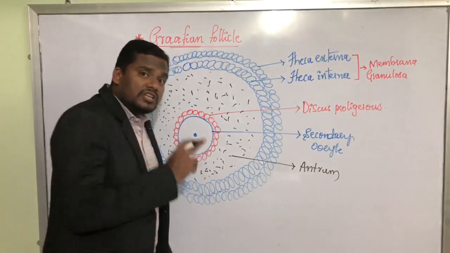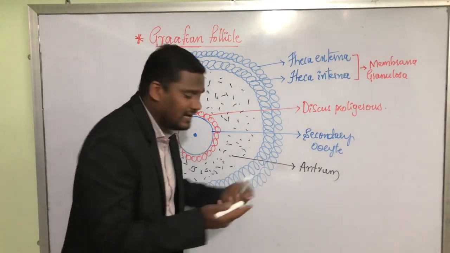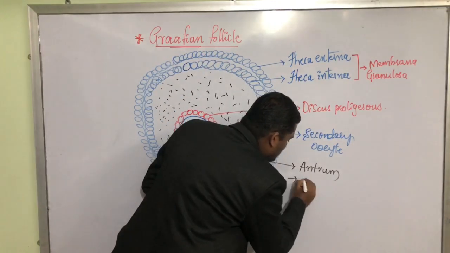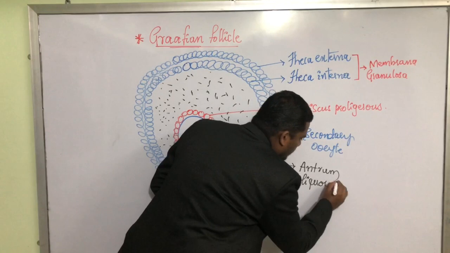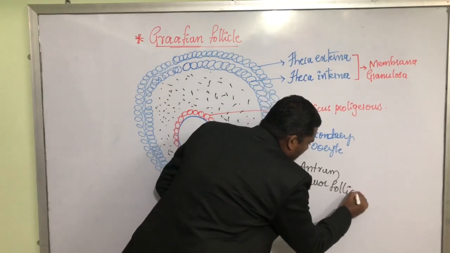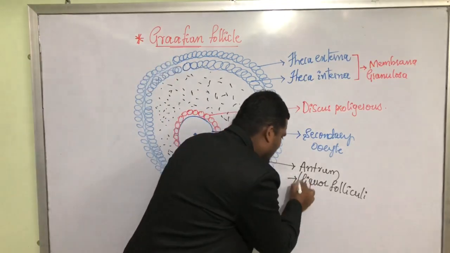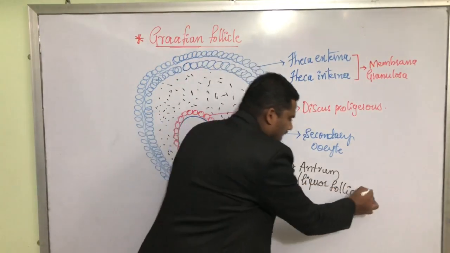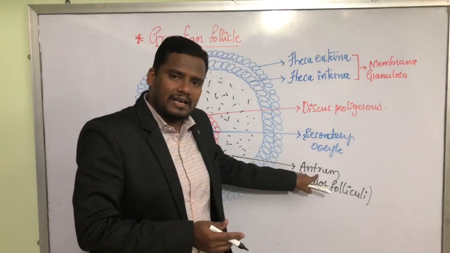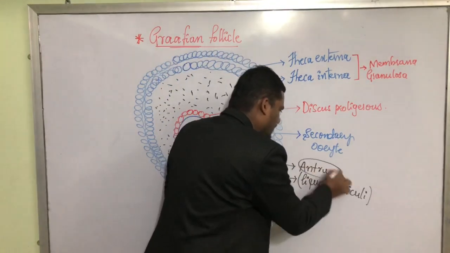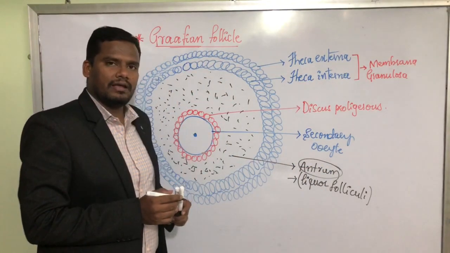The name of this liquid which is present in the antrum is known as liquor folliculi. Liquor means liquid. It is a liquid of follicular cells which is present in the antrum. What is antrum? Antrum is a cavity in the Graafian follicle.